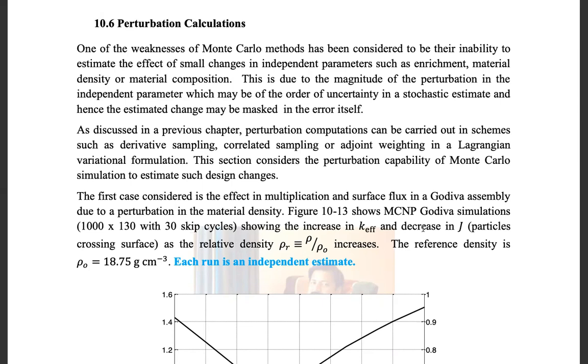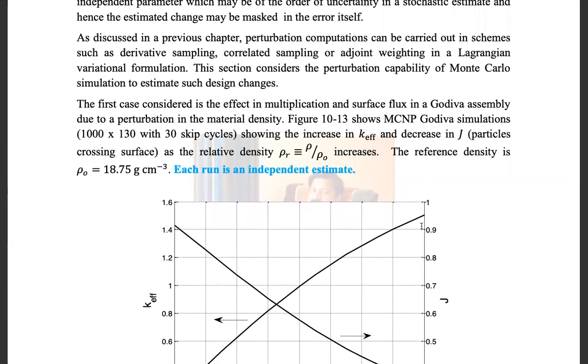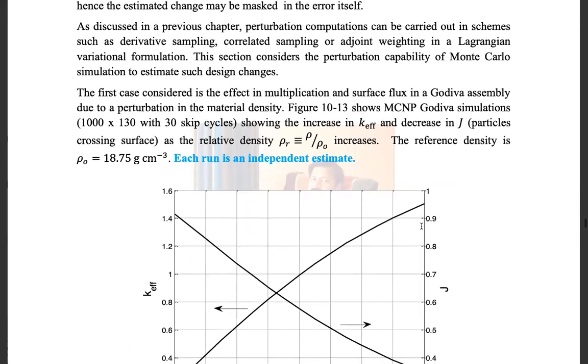Now let's see that if we do have a perturbation theory in Monte Carlo, which we do, then how do we use it? So as I discussed in the previous lectures, that there are deterministic ways and there are stochastic ways. Now in Monte Carlo, we've got 2 methods. We've got derivative sampling and correlated sampling. In the deterministic case, we've got the adjoint weighting in a Lagrangian variational formulation.